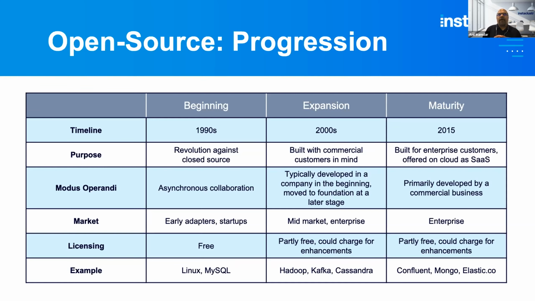The current wave has attained some level of maturity. It is going after enterprise customers, and cloud is playing an integral part of the offering. In this wave, the software contributors are primarily from commercial businesses. The licensing model is like the expansion phase, but the cloud vendors have their own take on it.